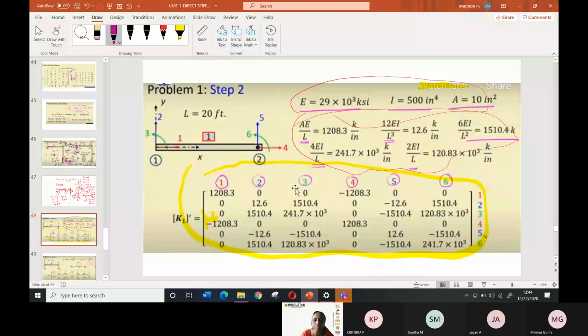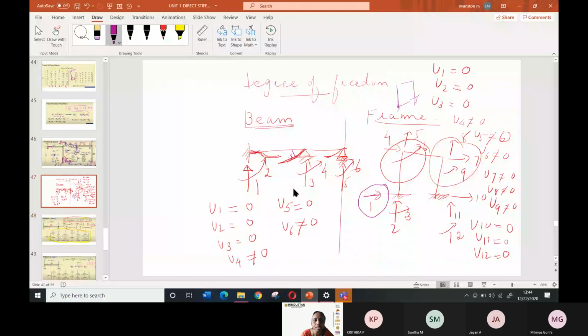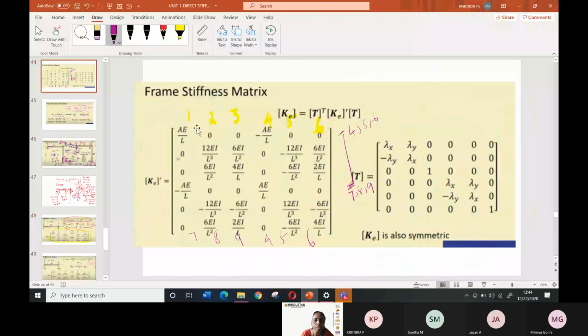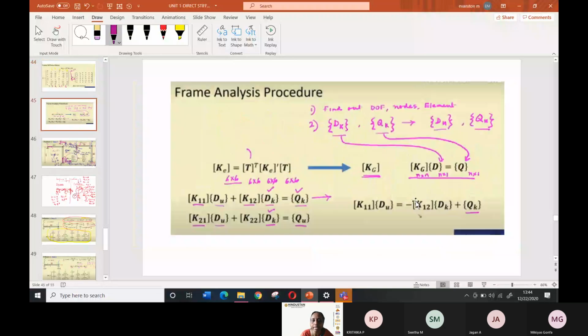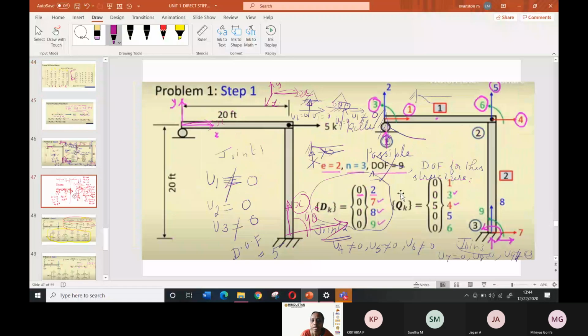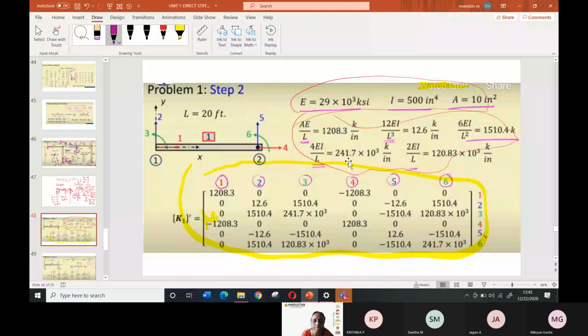What we have to calculate in these stiffness matrices are AE by L, 12EI by L cube, 6EI by L square, 6EI by L square, 4EI by L, and 2EI by L. So these 1, 2, 3, 4, 5 quantities you have to calculate. Other things are repetition of the previous thing. So I have calculated these 5 quantities, and then I will put them in the respective places. And the numbering is for the beam element.